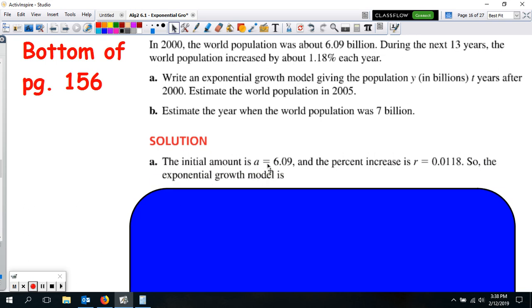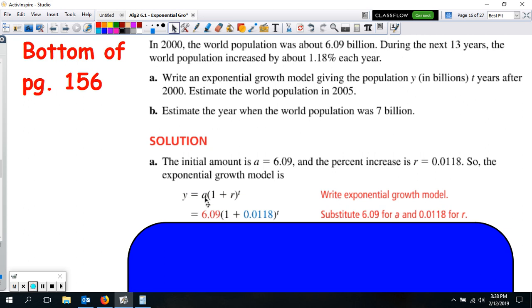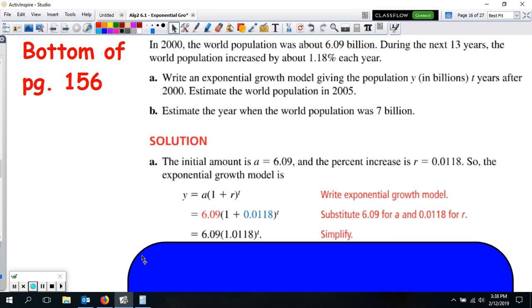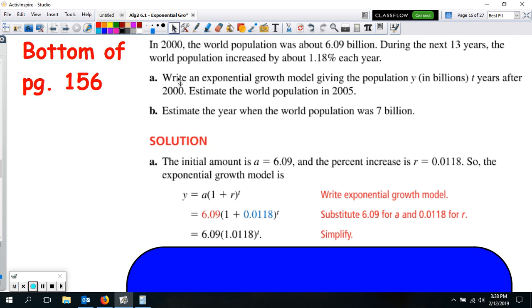So first of all, we need to realize that the a number here, the initial amount, the starting amount, is the 6.09. The rate here, we're going to change this percent into a decimal, so our rate would be 0.0118. And we're just going to plug that into the growth model that we were just talking about. It's right there. So there's our growth model. a is the 6.09, 1 plus the rate, 1 plus that decimal, and there's the t of time. And that's it as far as writing the exponential growth model.